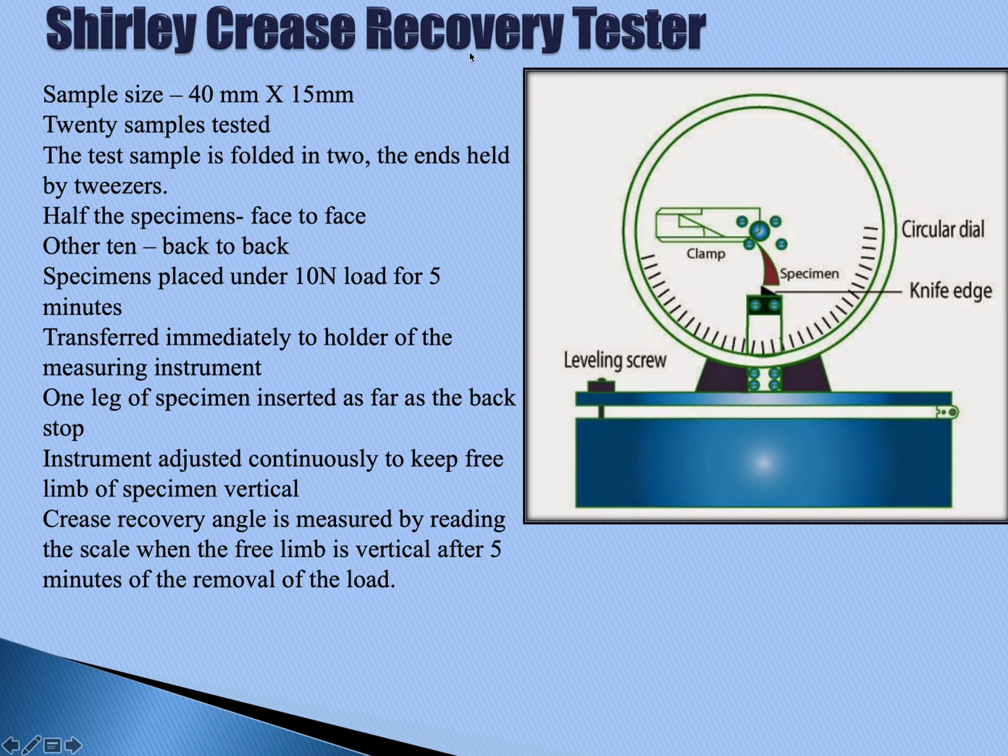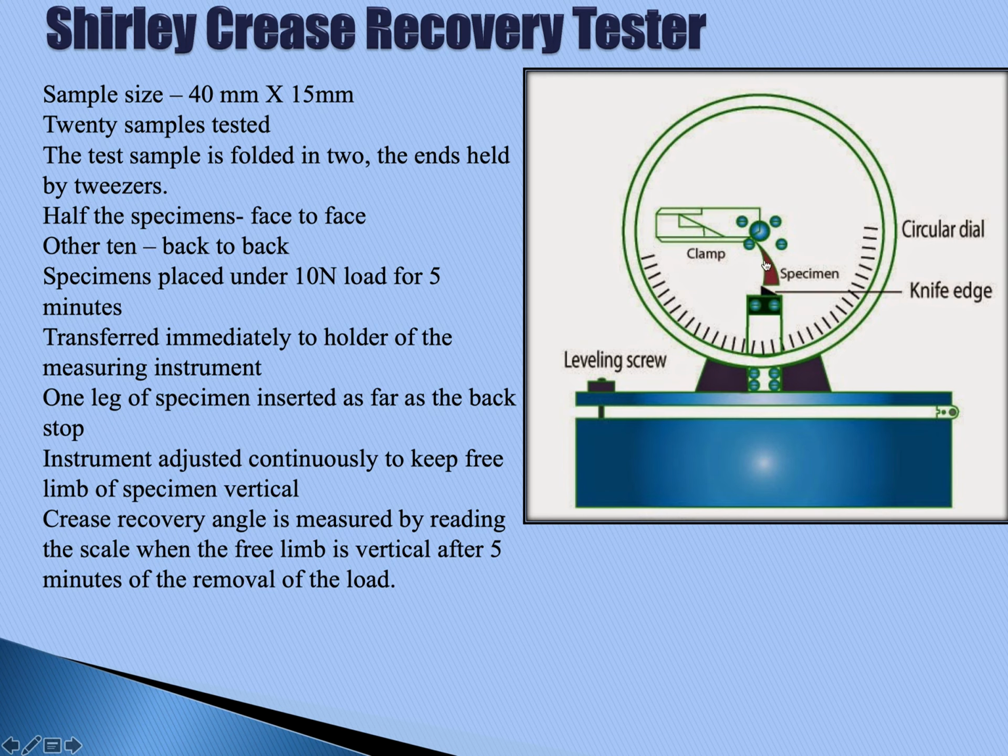Then after the application of load for 5 minutes, the sample is immediately transferred to the holder of the measuring instrument. So the sample is transferred onto this clamp, and it is positioned here in such a way that it reaches the backmost position of this clamp. One leg of the specimen is inserted as far as the back stop. The instrument is adjusted continuously to keep the free limb of the specimen vertical.